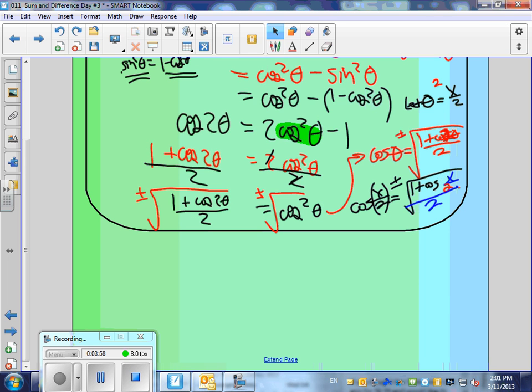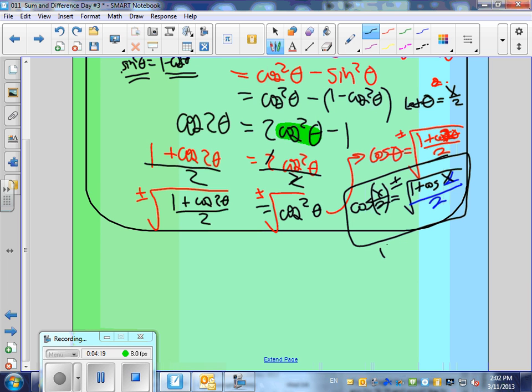So goodbye. We'll get rid of that. So there you go. That, right there, cosine of x over 2 equals plus or minus the square root of 1 plus cosine x over 2. This is what we call the half-angle formula. Pretty good. So you got one of them. 2 more to go. Then we're done.